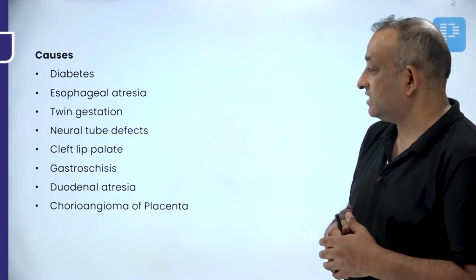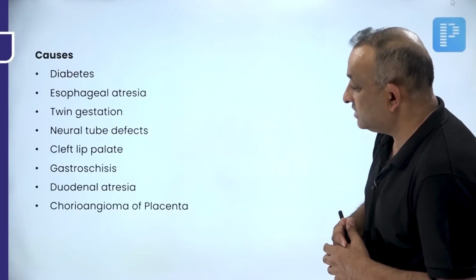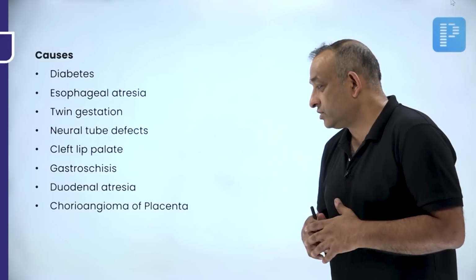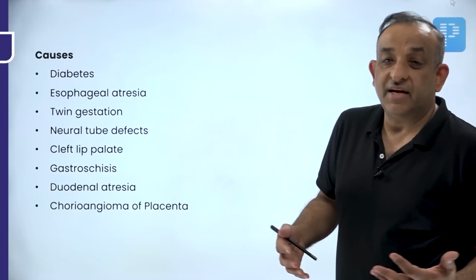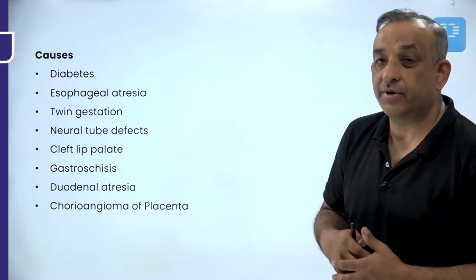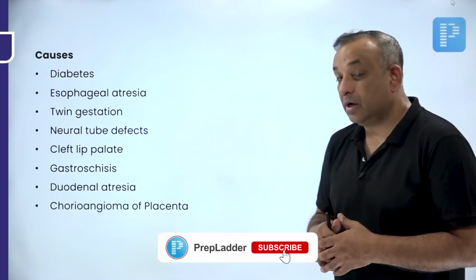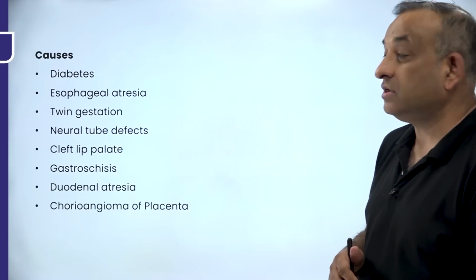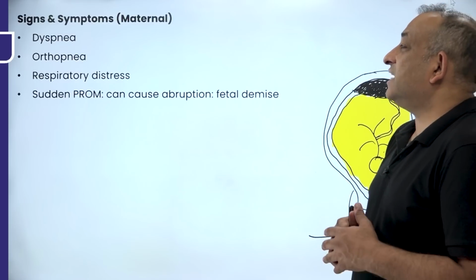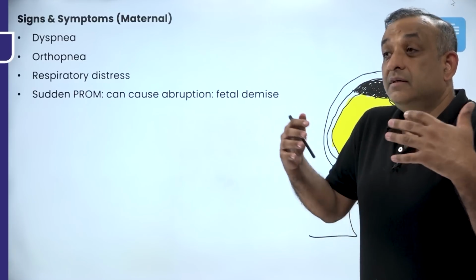Twin gestation is a classical cause. Neural tube defects, like I discussed, cleft lip and palate, and gastroschisis, where the abdomen has no covering, cause transudation of fluids that causes severe polyhydramnios. Duodenal atresia and chorioangioma of the placenta are some of the defects which cause polyhydramnios. Then the signs and symptoms are distension.